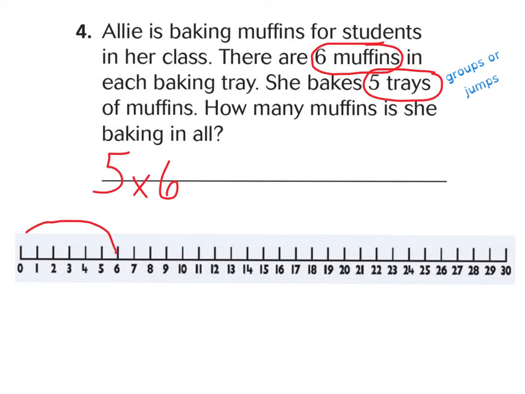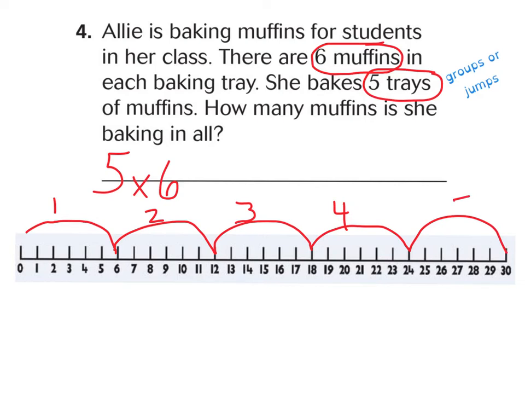My first jump will end at 6 because we are counting groups of 6. When I add 6 more, that will bring me to the 12. 6 more will bring me to 18. 6 more will bring me to 24. And 6 more will bring me to 30. Notice that I have numbered my jumps so that I do not lose track of how many jumps I have made.